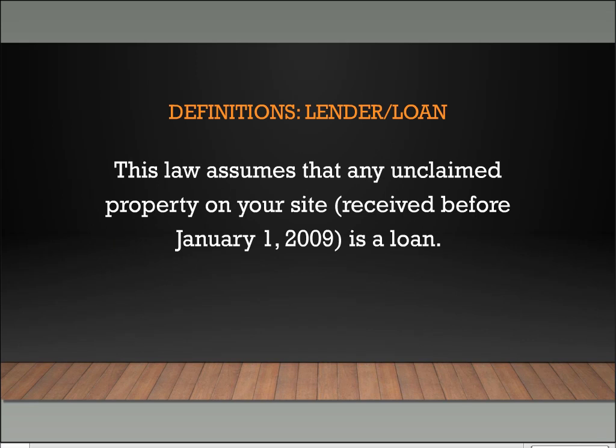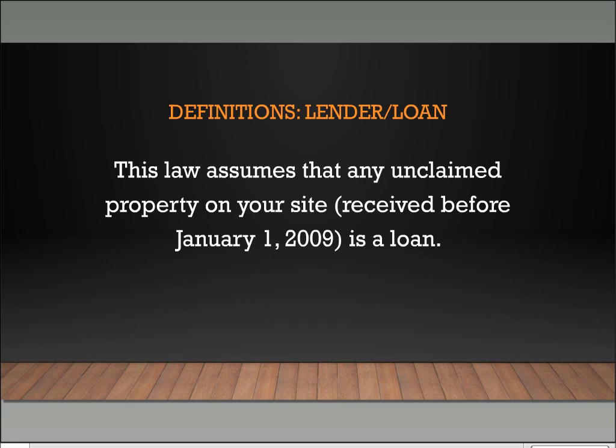All right, so lender and loan. This law assumes that any unclaimed property on your site received before January 1, 2009 is a loan. For me, this was difficult to wrap my head around because everything I learned about loans is that loans have an agreement and the lender agrees to lend and the borrower agrees to accept the loan. In the context of this law, you, the museum, are the borrower, and you do not have to agree to accept the loan. If it's on your property and it's owned by someone, it's a loan.